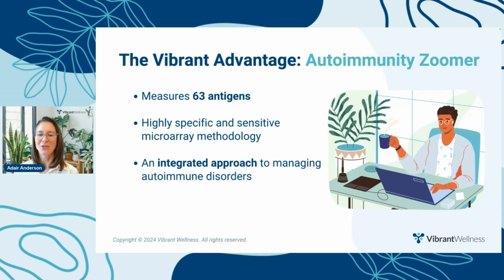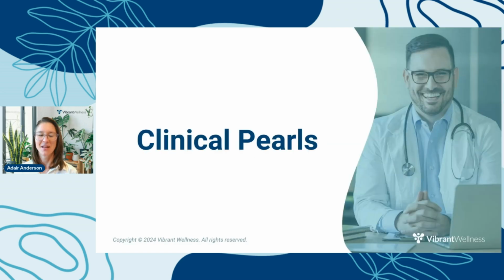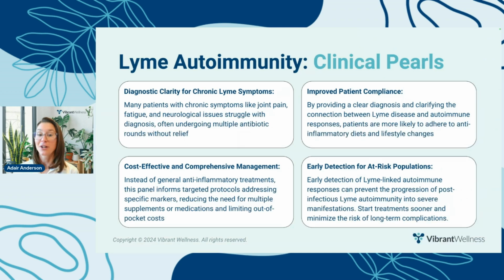In summary, the Autoimmunity Zoomer uses highly specific and sensitive microarray methodology to measure 63 specific autoantibodies and antigens indicating systemic autoimmunity, thyroid conditions, rheumatoid arthritis, type 1 diabetes, and more for an integrative approach to managing autoimmune diseases. Before we end, let's summarize everything we've covered with some clinical pearls. Here are 4 clinical pearls for the Lyme Autoimmunity test.